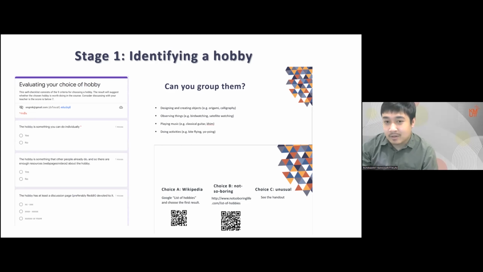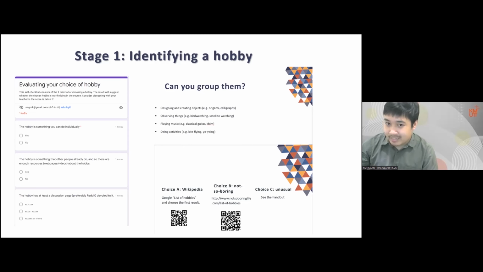Okay. So the first example is: the hobby is something you can do individually. We assume that everyone has different interests, so it should be something that you can do on your own. And the second one is: the hobby is something that other people already do, so there are enough resources like websites or videos about the hobby. This is because we want to encourage exposure to English input, to authentic input.